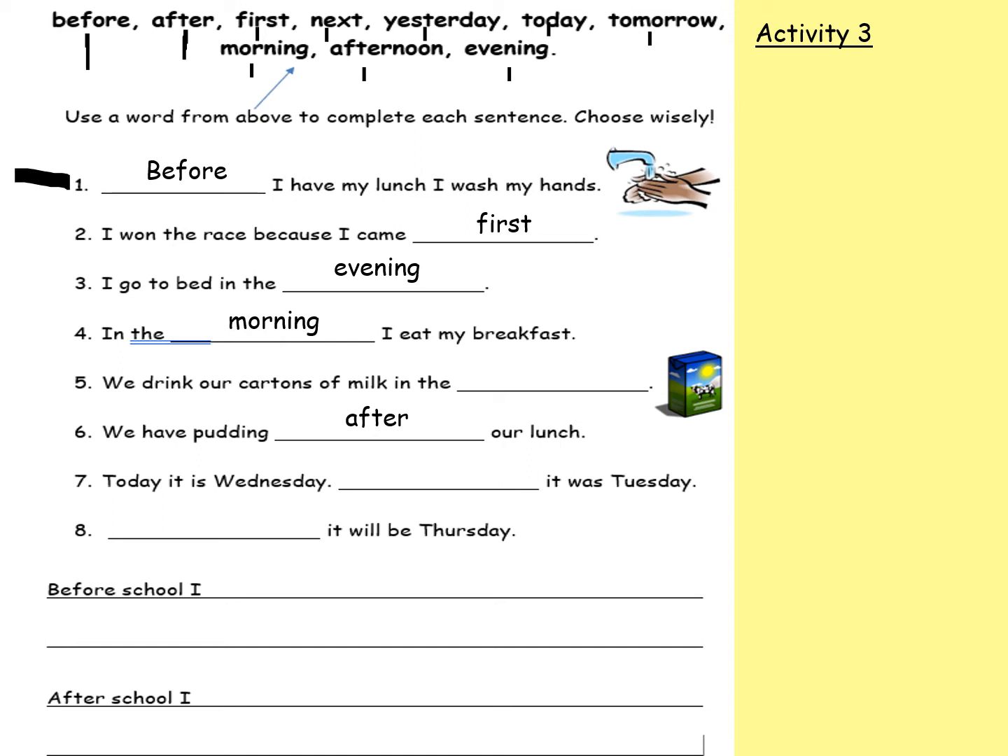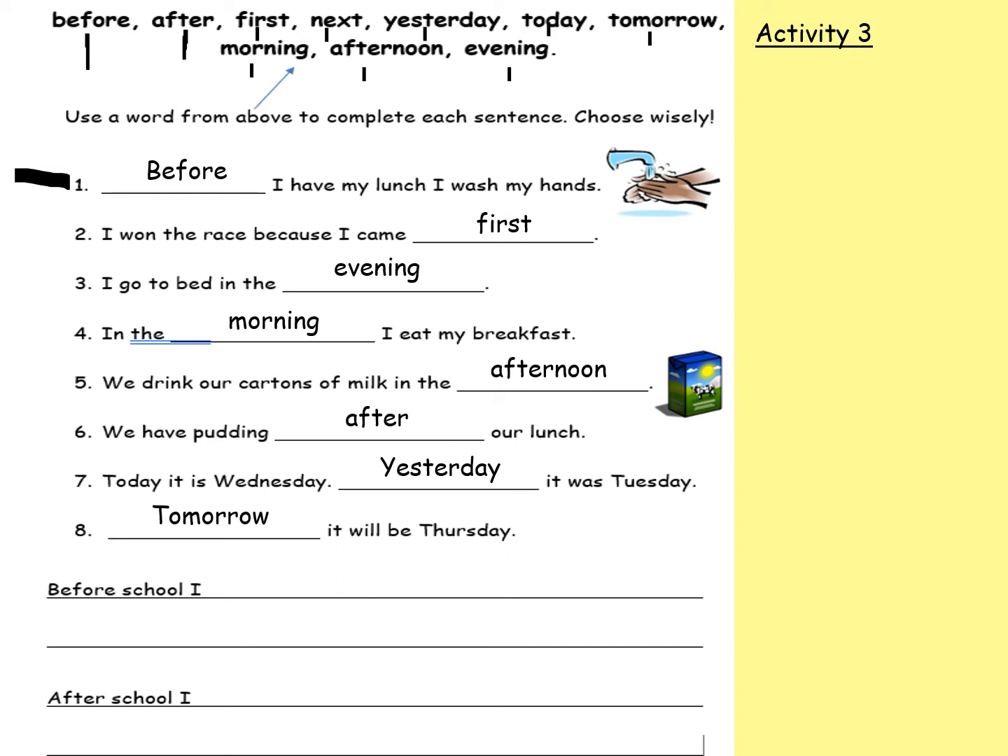Let's look at number 7. Today, it is Wednesday. Something, it was Tuesday. Well, Tuesday comes before Wednesday. So it must be, today is Wednesday. Yesterday, it was Tuesday. Tomorrow, it will be Thursday. And now we can go back to number 5. We drink our cartons of milk in the afternoon, because we'd already used evening and morning.